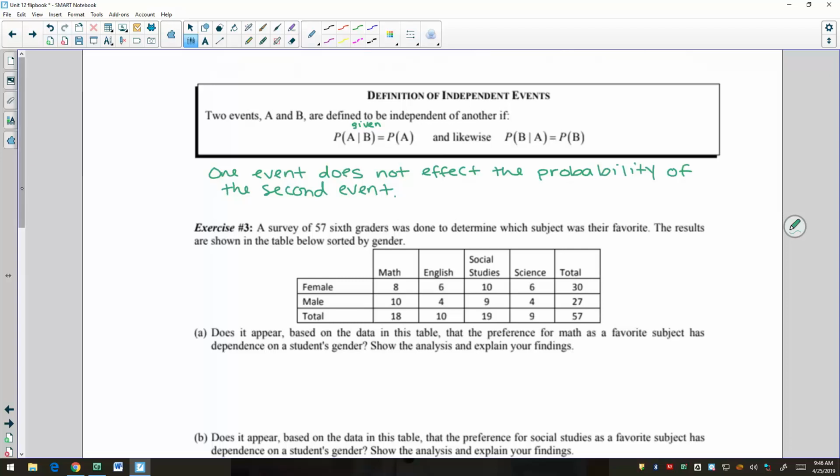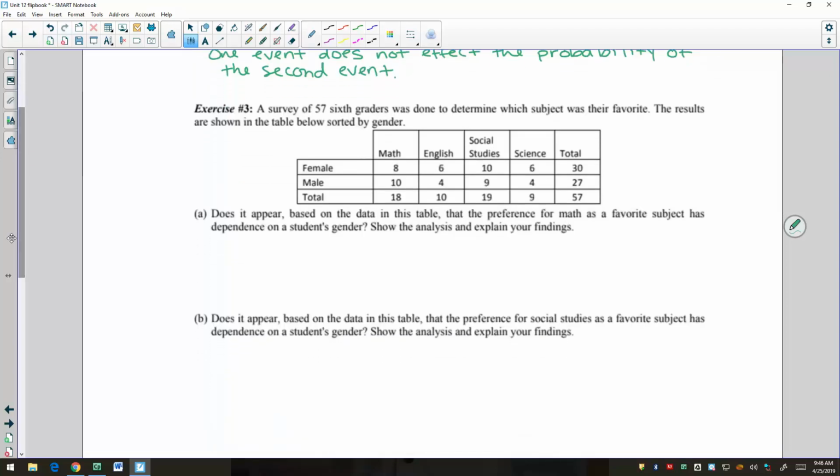First of all, we are using this chart. We're examining this chart. It is 57 sixth graders, and they were asked, based on whether they were male or female, what subject was their favorite out of these four. Part A says, does it appear based on the data in this table that the preference for math as a favorite subject has dependence on their gender? We are going to show the analysis and explain your findings.